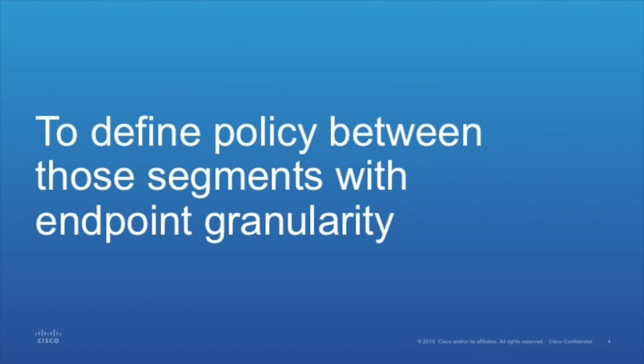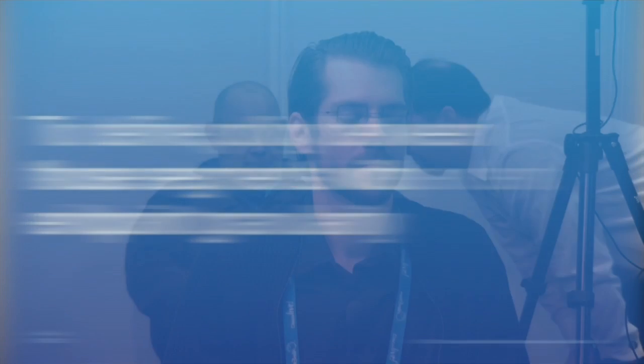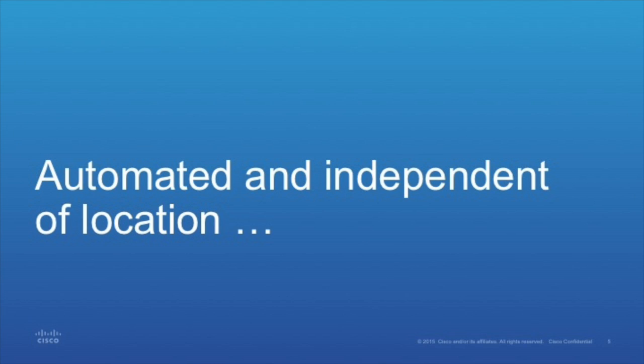Which is not the same thing as saying every endpoint will have its own policy, which is an interesting thought, but it's probably not a necessity or a practical thing to do. Now, it has to be automated. It has to be independent of location, both from a physical standpoint, where endpoints can be anywhere in the racks in the data center, and where endpoints can have any IP addresses. So we no longer define IP addresses or subnets as the way to define policy.